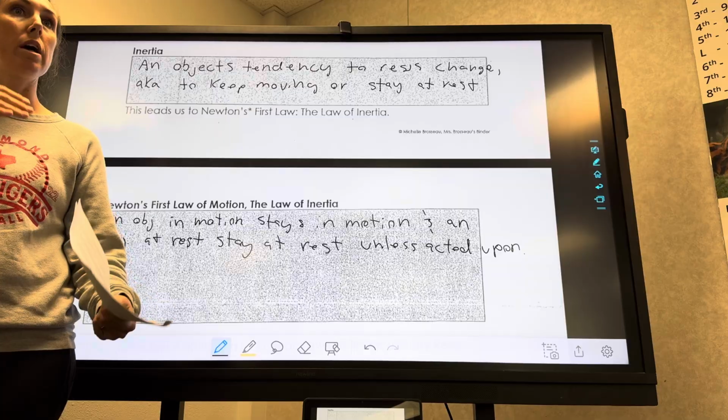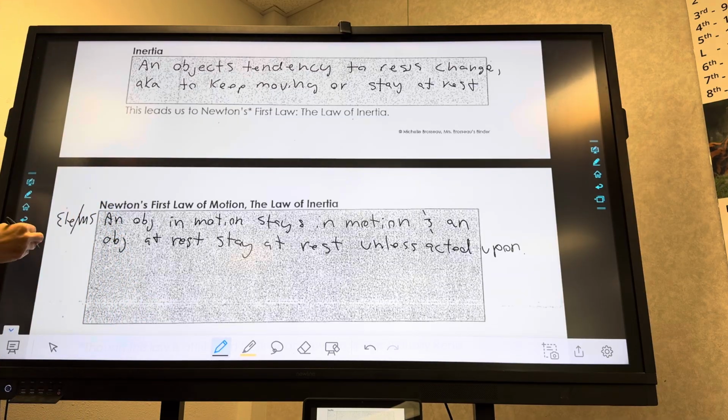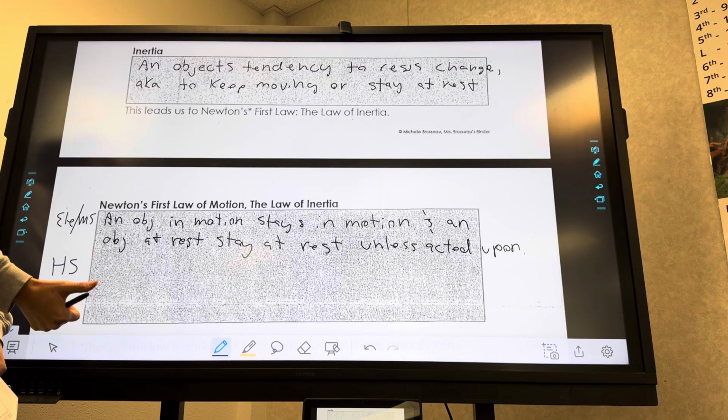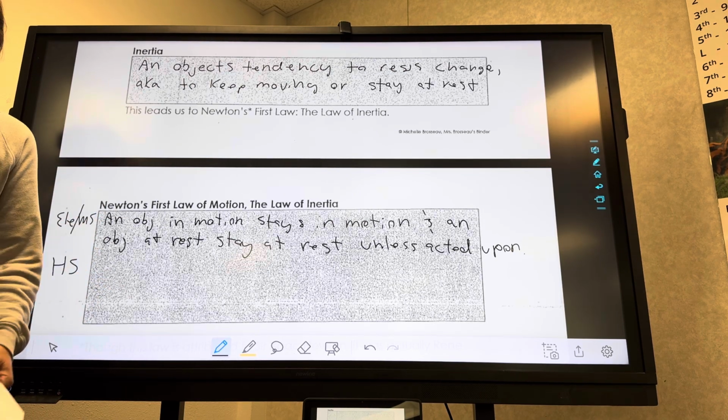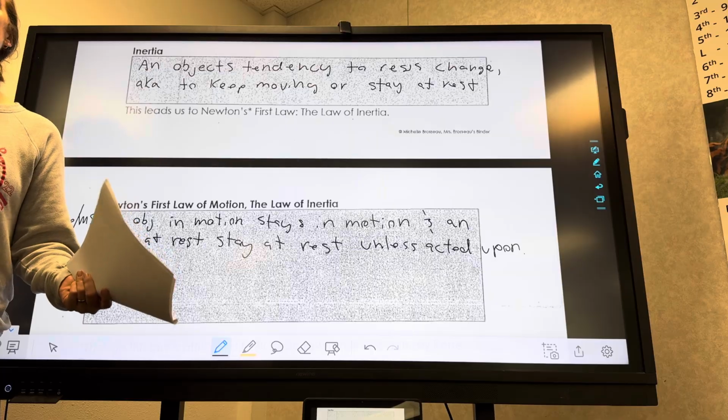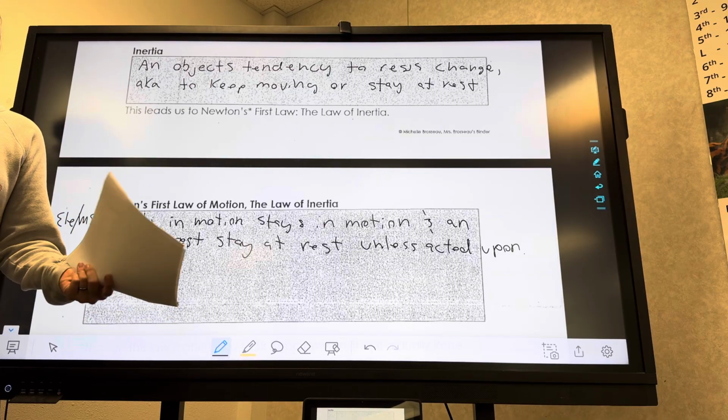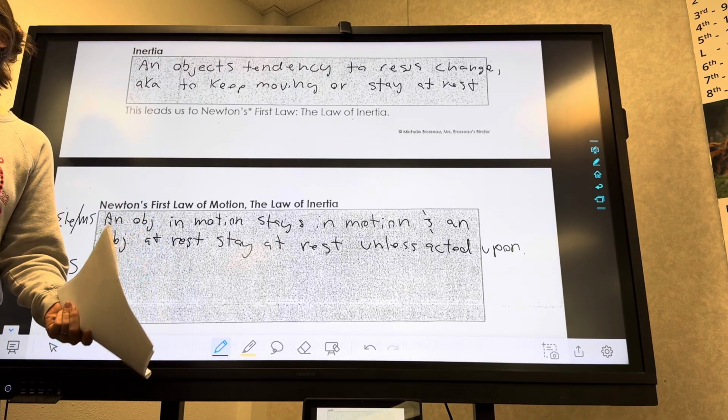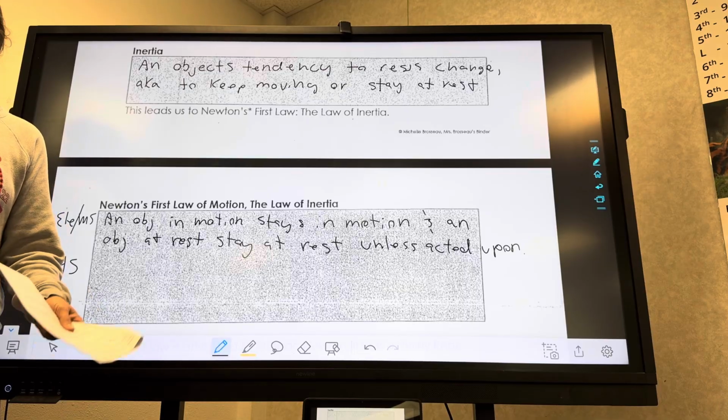That's now what we kind of talk about in high school. Now in high school, we summarize this, an object in motion stays in motion, an object at rest stays at rest, by just saying an object will maintain its current state. If its current state is moving, then it's going to stay moving. If it's at rest, it's going to stay at rest.